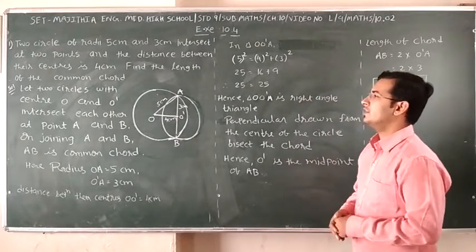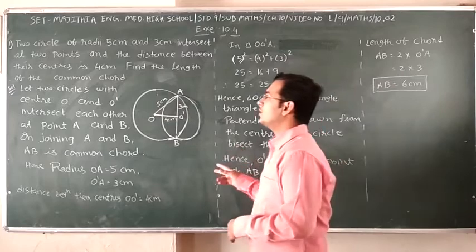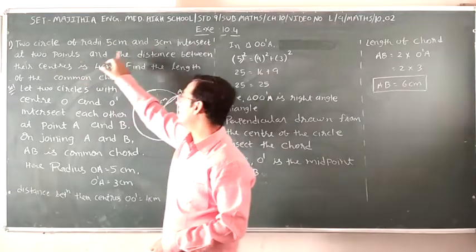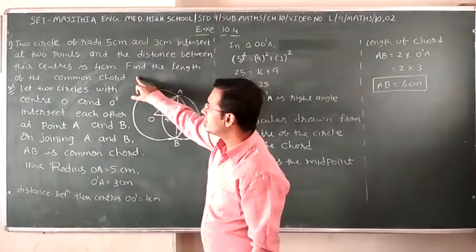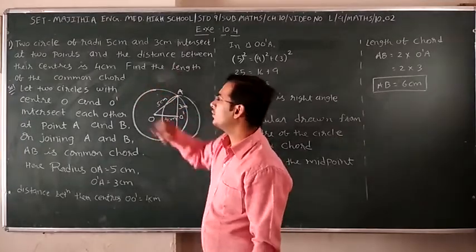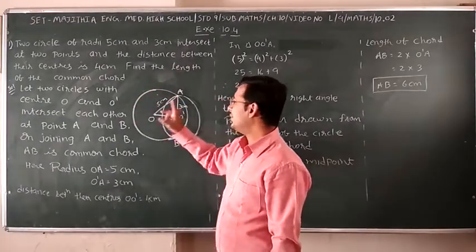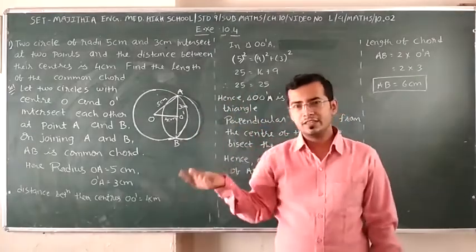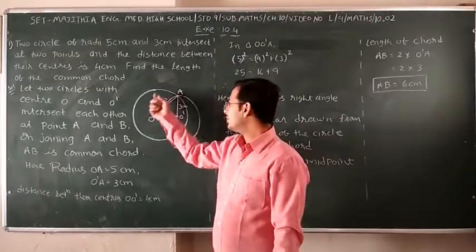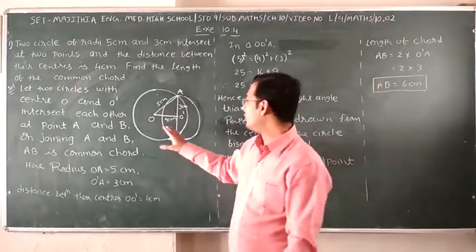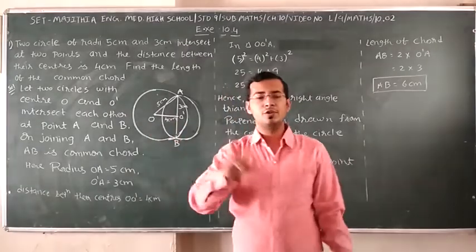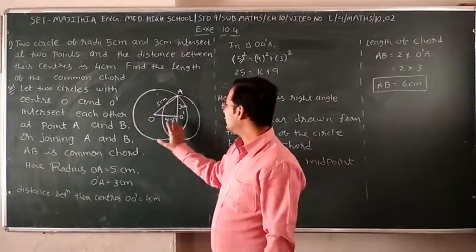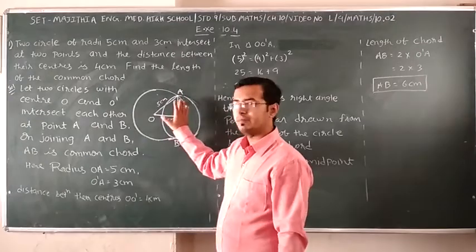The first one is: two circles of radius 5 cm and 3 cm intersect at 2 points and the distance between the centers is 4 cm. Find the length of the common chord. So let's assume you have to use your rounder and draw the 5 cm circle and then the 3 cm circle which intersects it, drawn like that. That is not exactly a 5 cm or 3 cm circle, but in your book you have to draw it perfectly. Let's assume the first one is the 5 cm circle and the second one is the 3 cm circle.